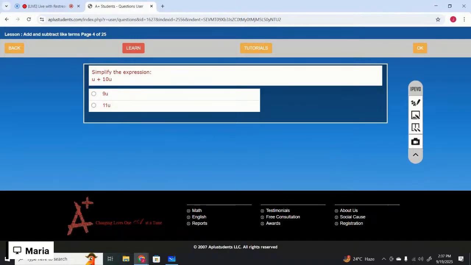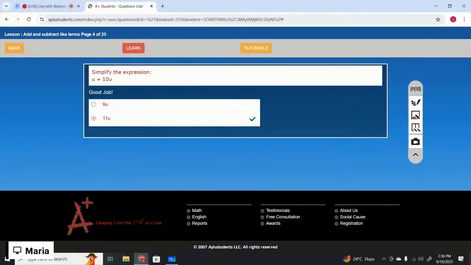Simplify the expression. 10u plus u makes 11u. Option number 2 is the correct option.